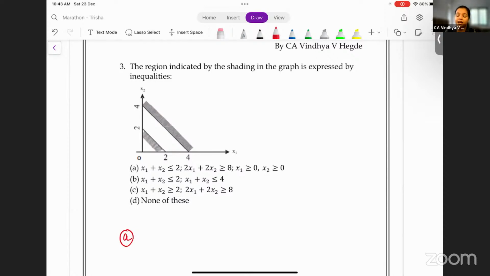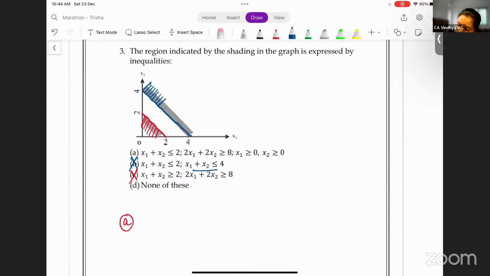Now it's very evident in this first line. The shaded area is towards the origin, which means the inequality should be lesser than or equal to. So can I say option C is incorrect? And in the second line, the shaded area is away from the origin, which means the inequality is greater than or equal to. That means option B is incorrect. There's only one option that you need to check. If A does not satisfy, then option D, that is none of these, is your answer. So let's pick option A.